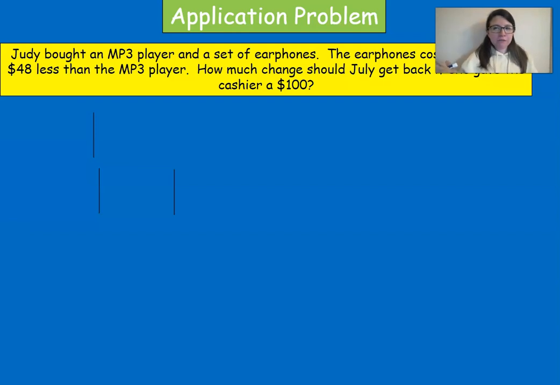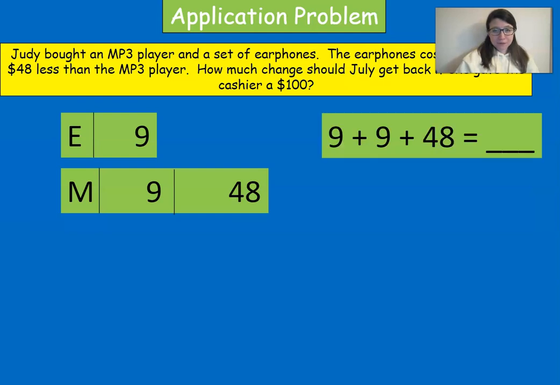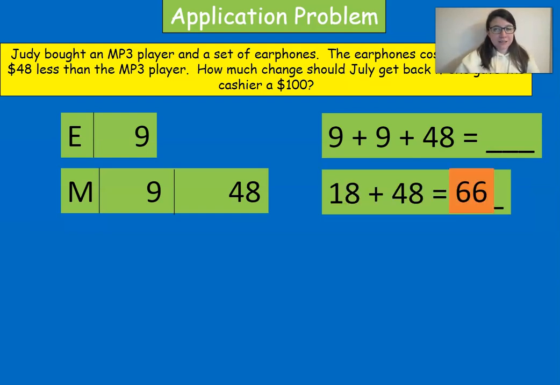Do we know how much the MP3 player, the iPod, cost? We don't. So that's what we need to figure out first. So our first step is to figure out how much that costs. The earphones cost $9. We know that. Awesome. The MP3 player costs $9 plus $43. And that's going to give us the total amount of money that we've spent all together. So we want to figure out how much money did we spend all together. So pause and solve for that. How much money did she spend? Good. Did she get $66?